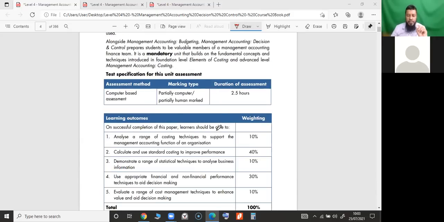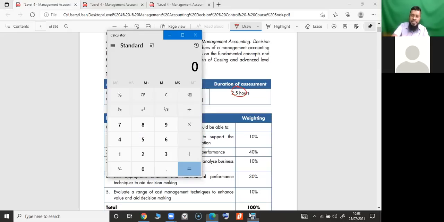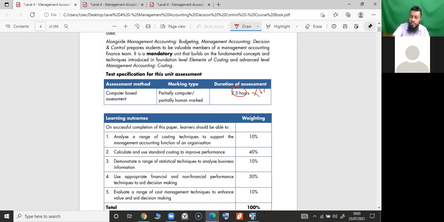Now, I'm straight into the topic: exam tips and techniques. For your exam, there are some tips and techniques. So this is a 2.5 hour exam. Taking my calculator. It's a computer-based exam, but a couple of questions are computer marked. 2.5 times 60. How many minutes? 150 minutes are there. That is the number one thing you've got to do: time management. So 150 minutes are there.